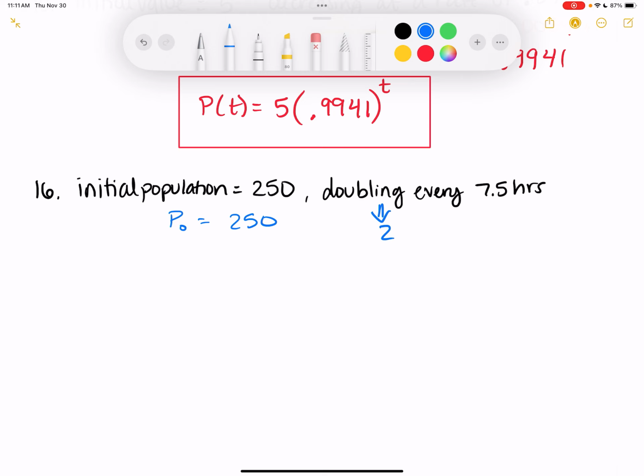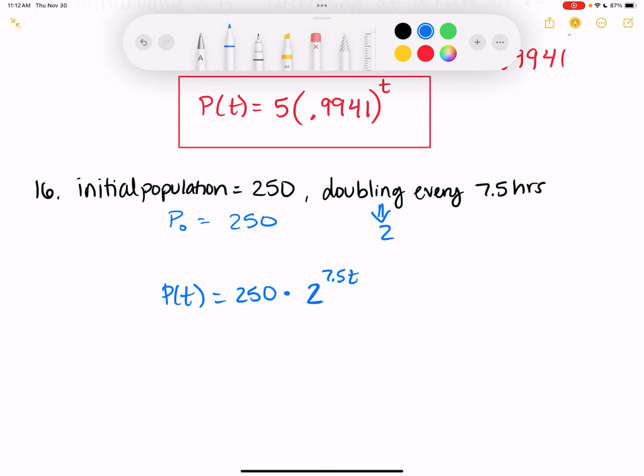So when we do these, we still have P of T is equal to the initial, which is 250, times, it's doubling, so 2 raised to the, now this is where it's different. People often just want to put a T here, but that's not it, because that would mean it's doubling basically every hour. So every time we add an hour. But this doubles every 7.5 hours. So we're going to put 7.5 in front of the T.